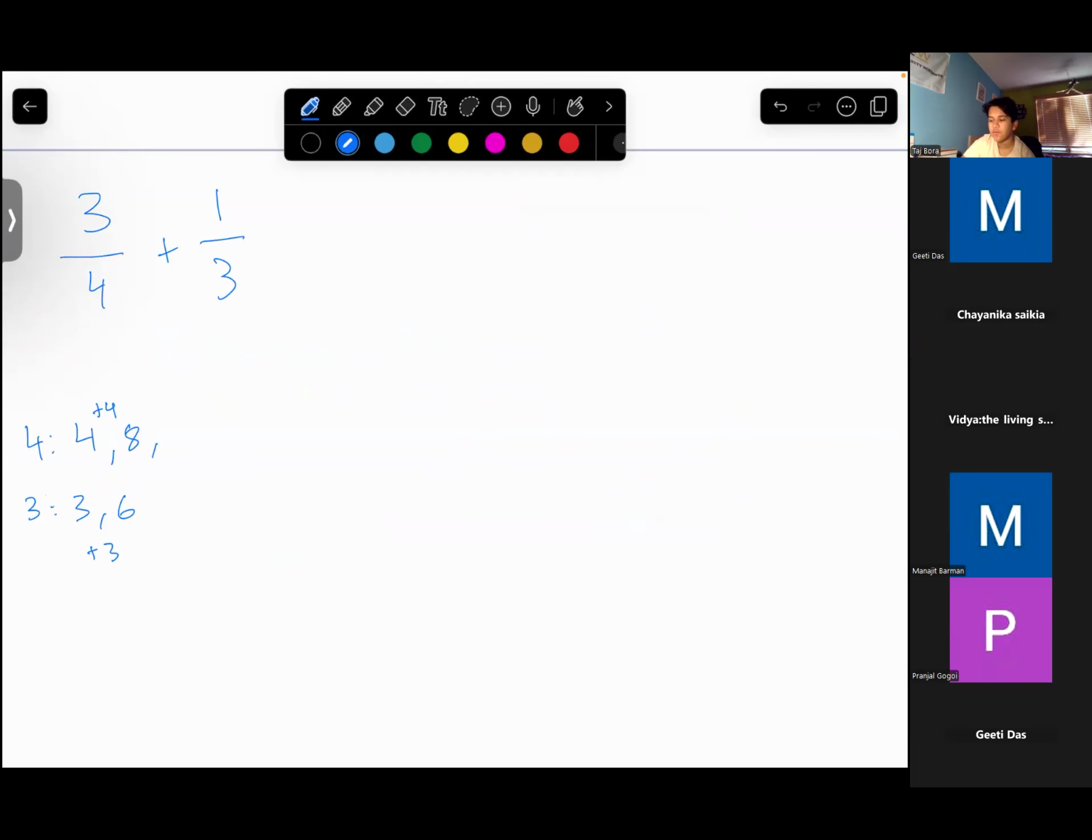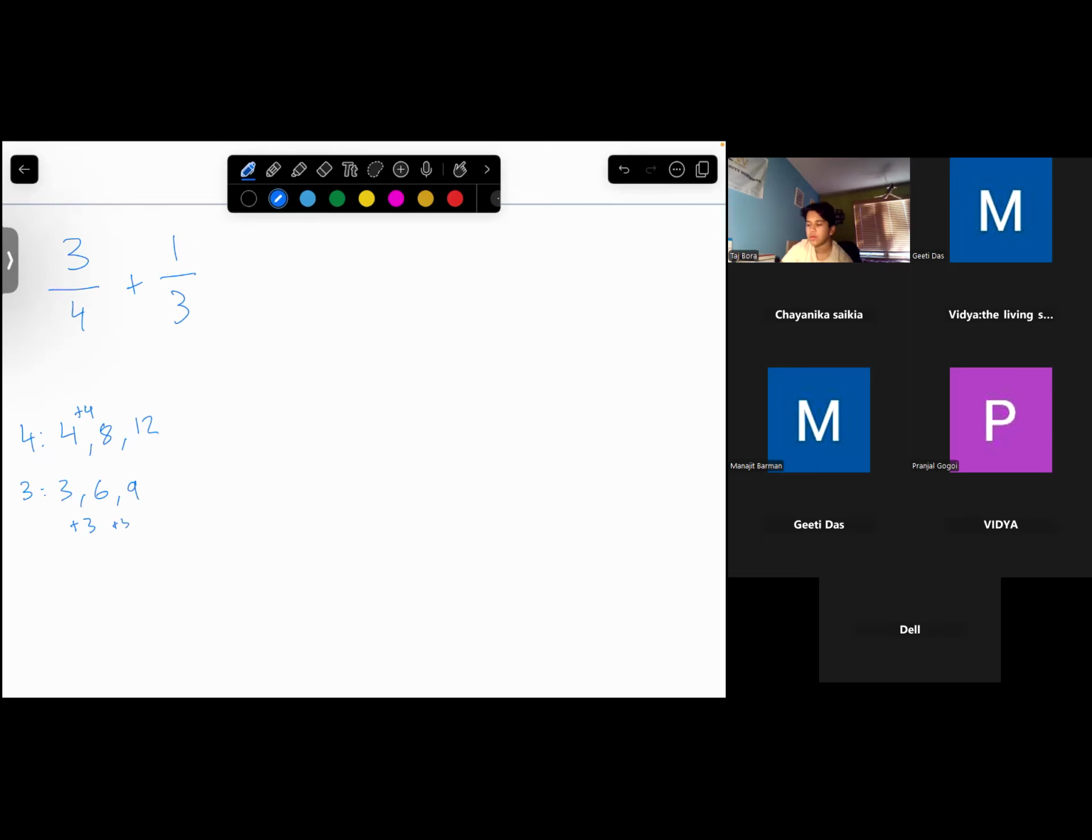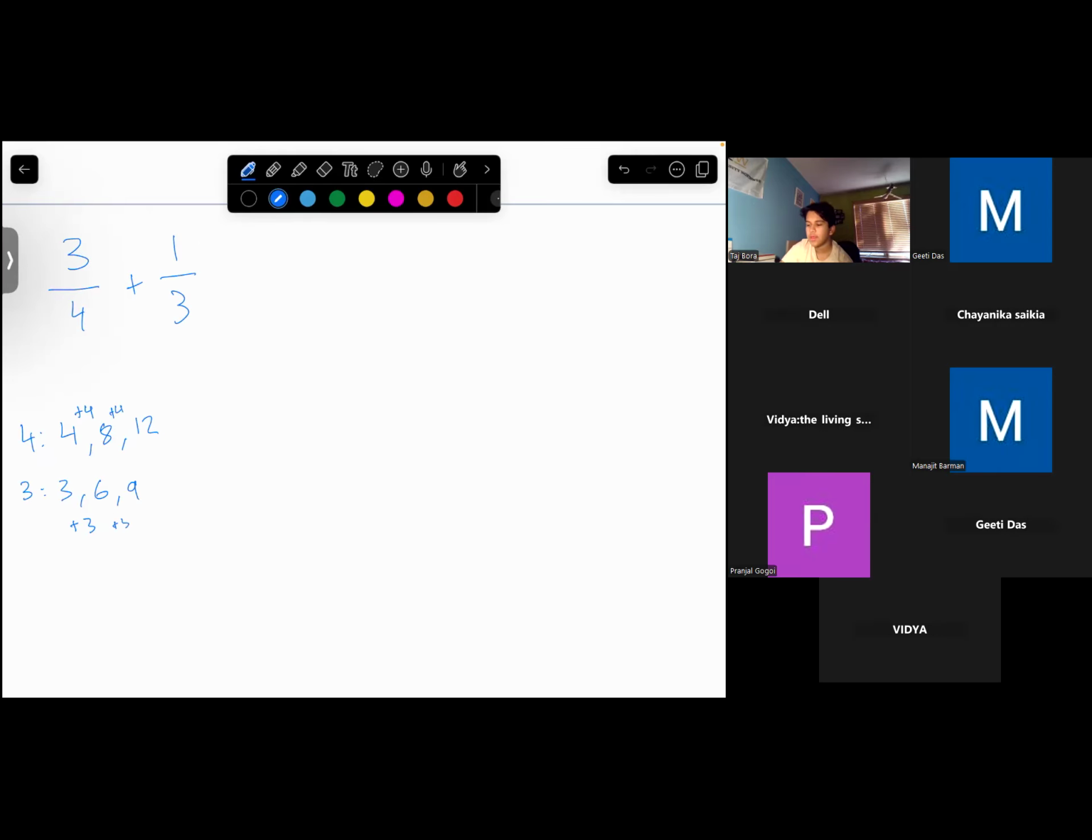Then 8 plus 4 would be 12. 6 plus 3 would be 9. And then 12 plus 4 would be 16, and 9 plus 3 would be 12. But as we can see here, 12 is the common denominator again, or it is the least common multiple between 4 and 3.